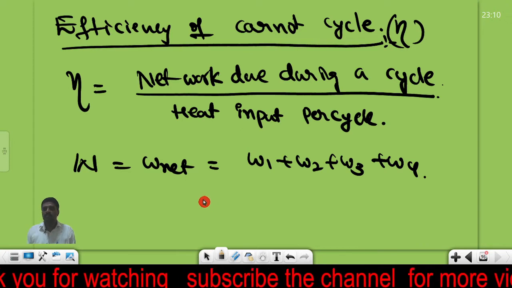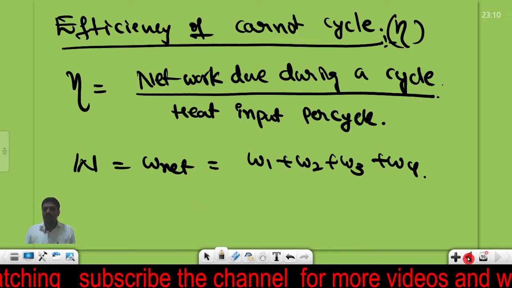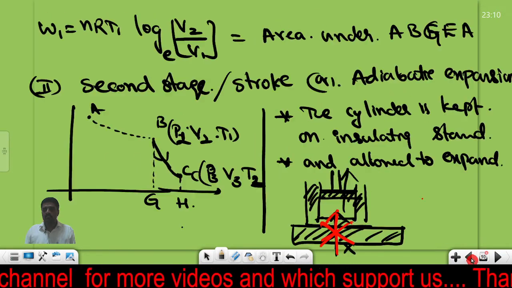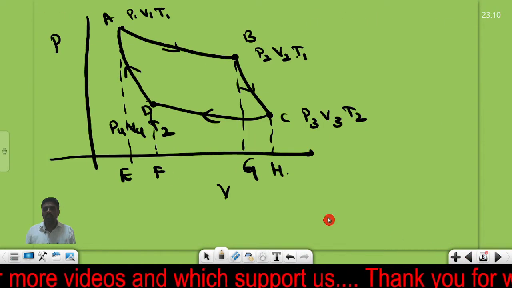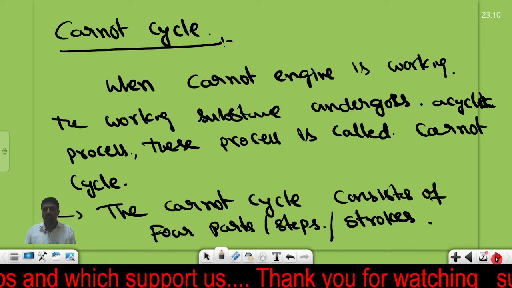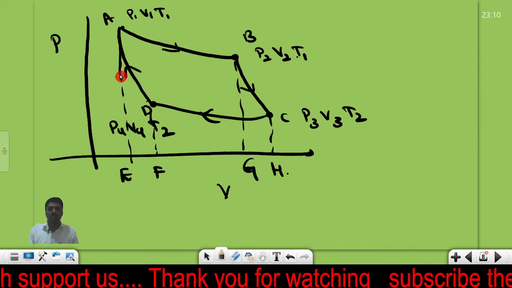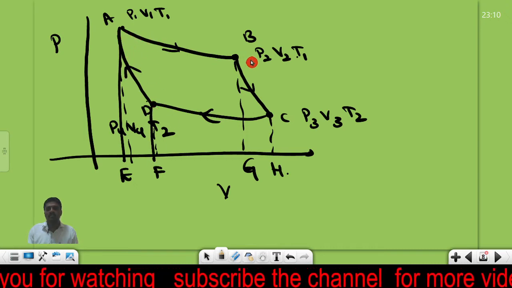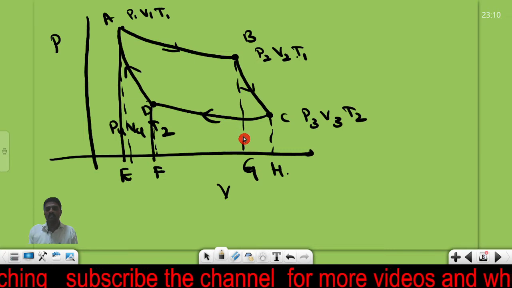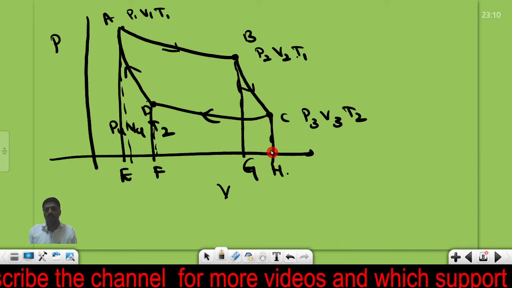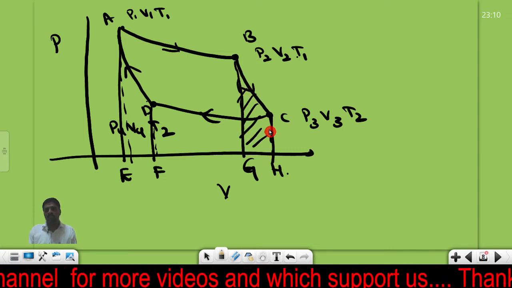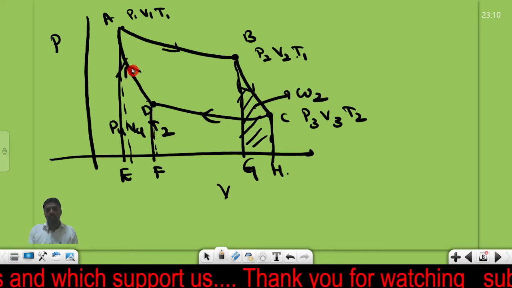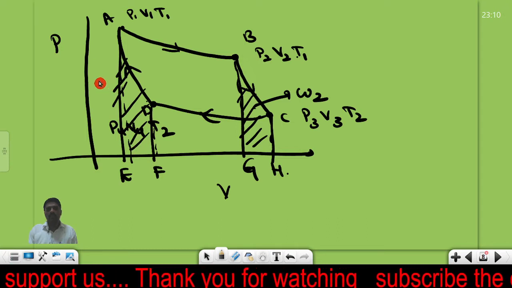But will you please observe this one? Let me go to the graphical representation, you can easily understand. So the first part I am taking here. Will you please look at this one? This area gives W1, this area gives W2. Will you please look at this one? This is the W2 we are getting. So this area is W3, and again this area is nothing but W4.